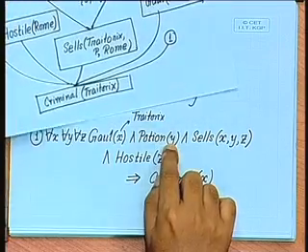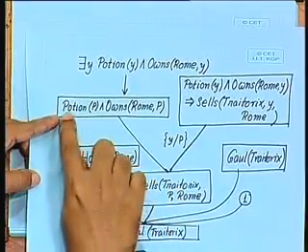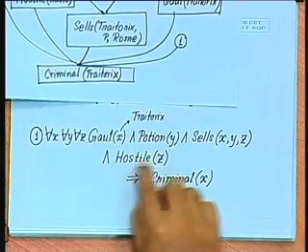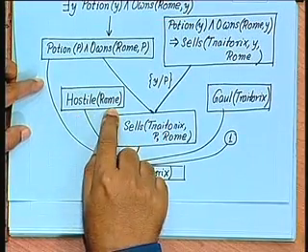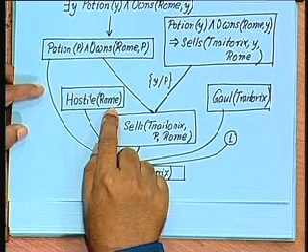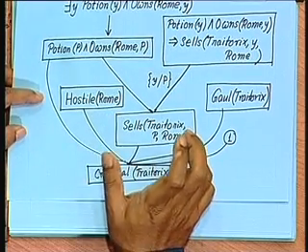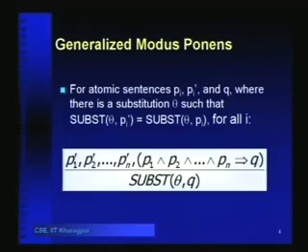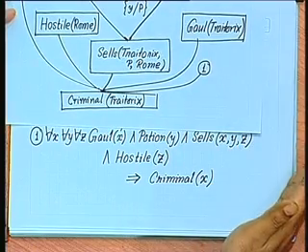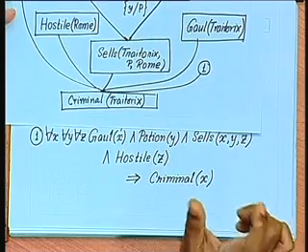If we substitute y with P, then it unifies with portion P. If we substitute z with Rome, then it unifies with hostile Rome, right. So, the complete substitution that we have is x with traitor X, y with P, and z with Rome. So, that whole substitution is theta.